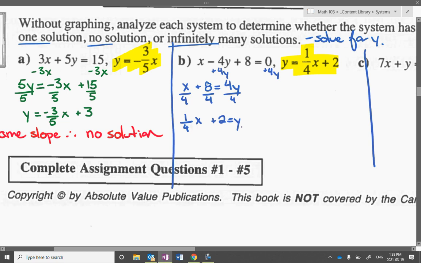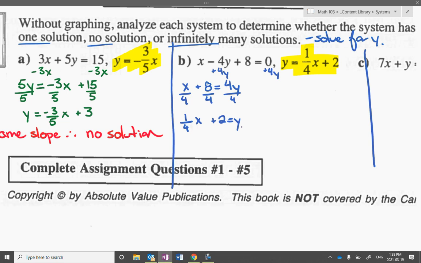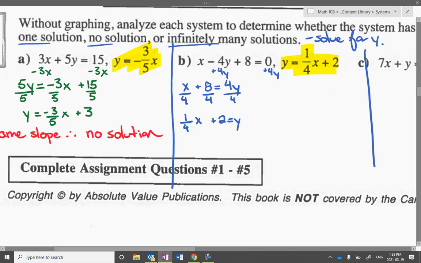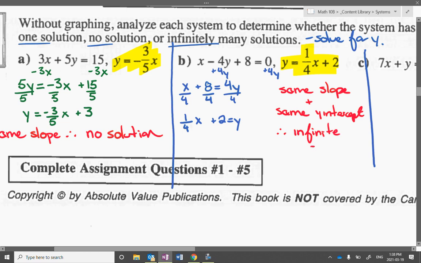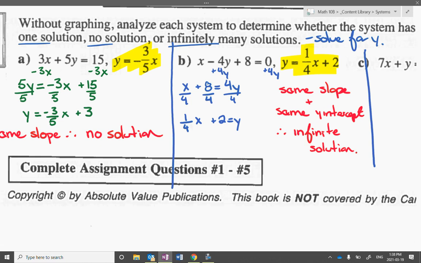What do we notice about these two equations? They're the same slope. 1/4 and 1/4. So I have the same slope and the same y-intercept. So it's the same line written twice. So therefore, it's infinite solutions. Because I could plug in any x value into either equation, I'm going to get the exact same y. All the coordinates would work for both of them.